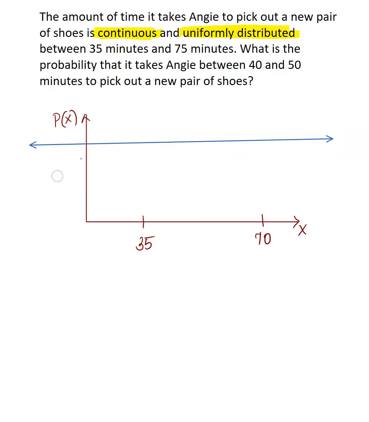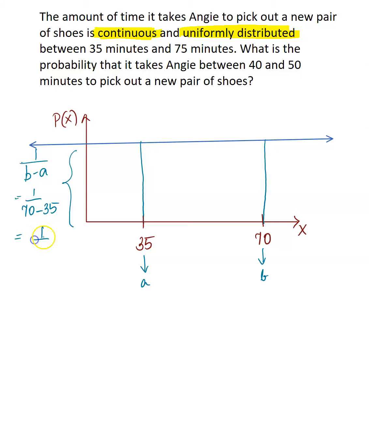So if I wanted to find this height, I have to do 1 over b minus a. And so I know this is a and this is b. So 1 over b minus a will be 1 over 75 minus 35, which is 1 over 40.